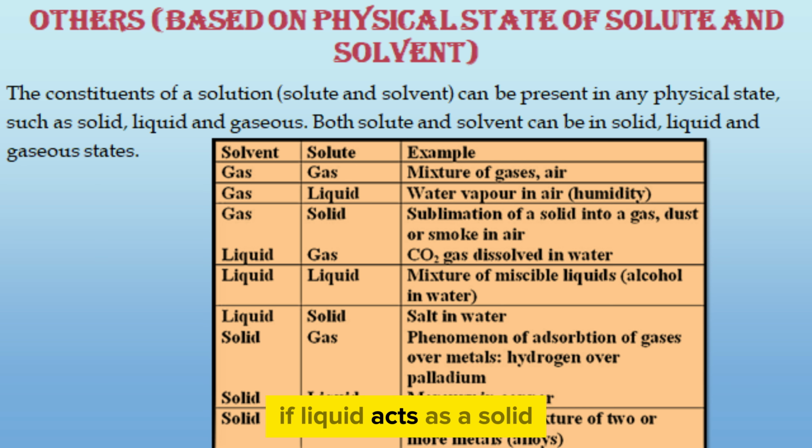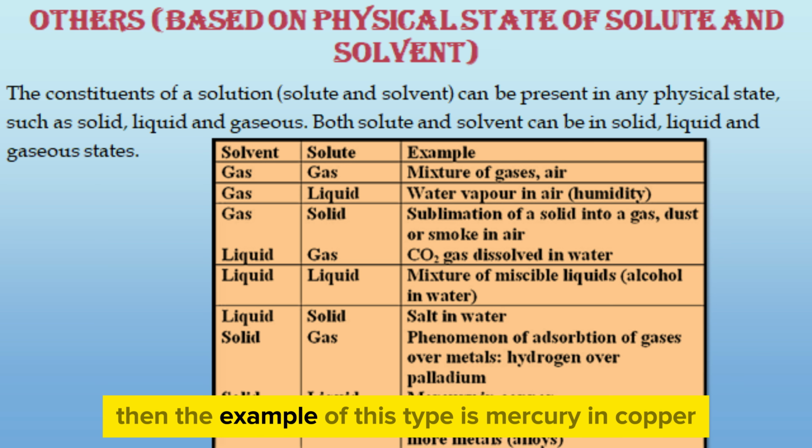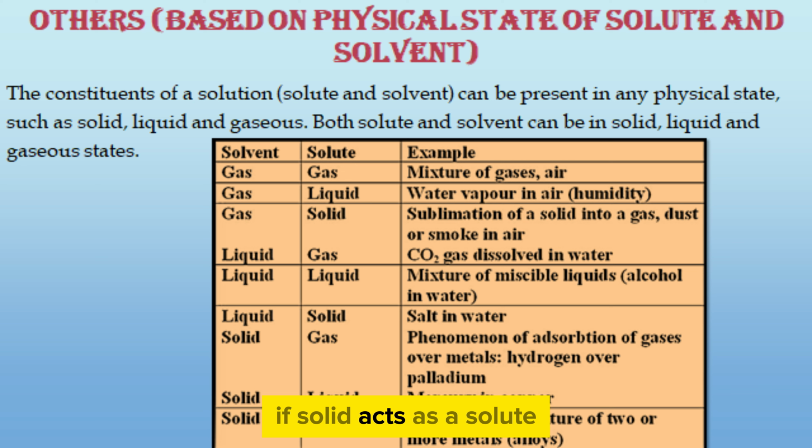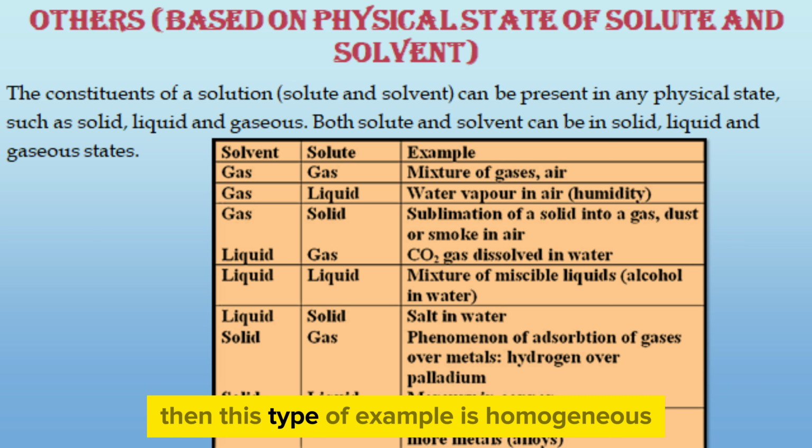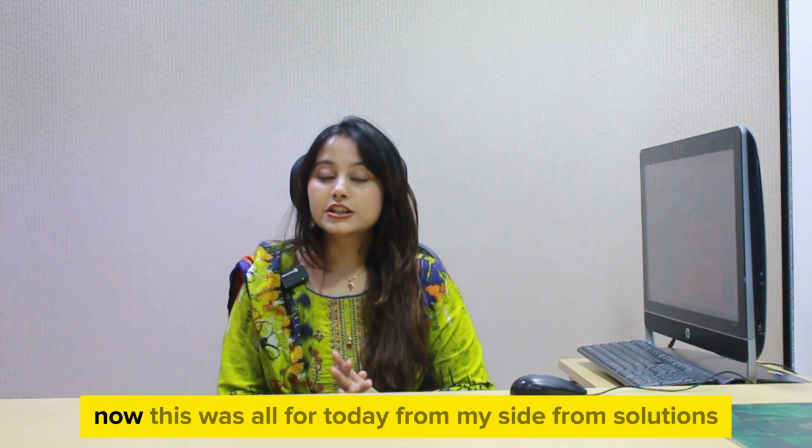If liquid acts as a solute, then the example of this type is mercury in copper. If solid acts as a solute, then the example of this type is a homogeneous mixture of two or more metals, which is an alloy.